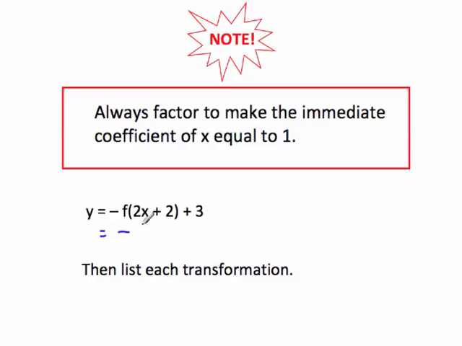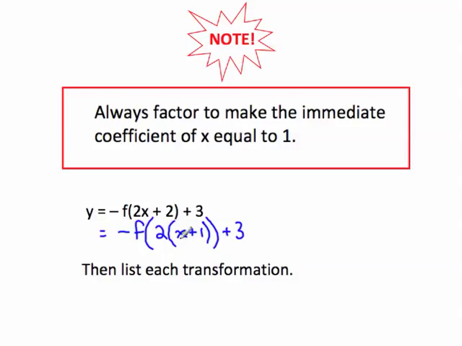So we're going to write negative f and then a bracket, common factor out the 2 out of everything here in the brackets. So we common factor 2 out and we get x plus 1 left over, like that. And then we still have our plus 3 at the end. So the immediate coefficient, the coefficient right in front of the x, is just 1. There's nothing else here besides that bracket. This 2 is now sort of moved off and separated by the brackets.